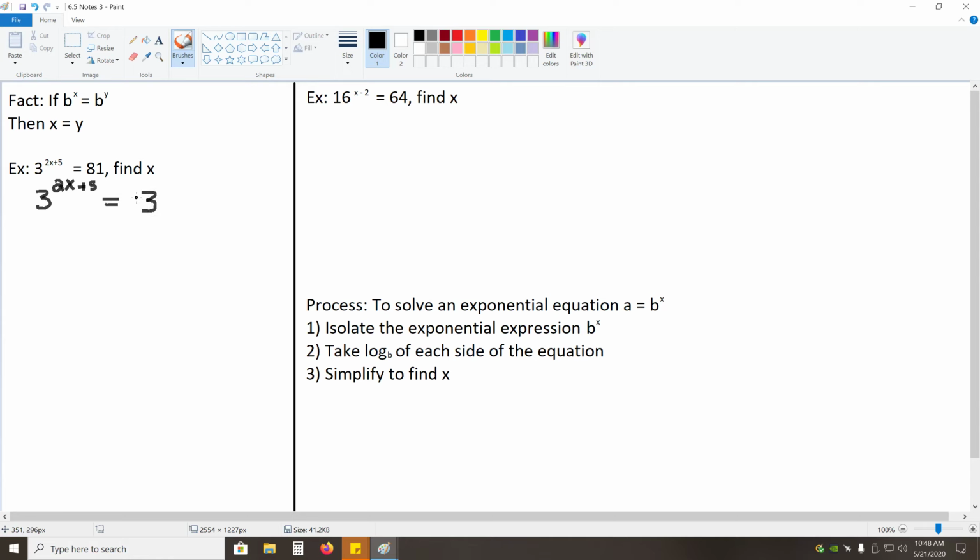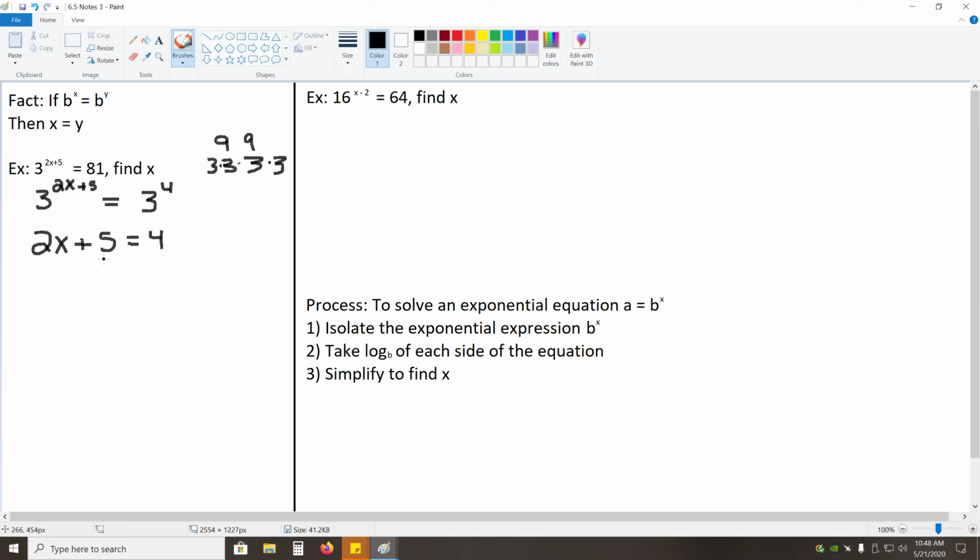If you multiply it out, 81 is 9 times 9, and 9 is 3 times 3. So that means we have 4 3's being multiplied together, so 81 is just 3 to the 4th power. And now that we have the same base on each side of the equation, we can set the exponents equal. 2x plus 5 equals 4.